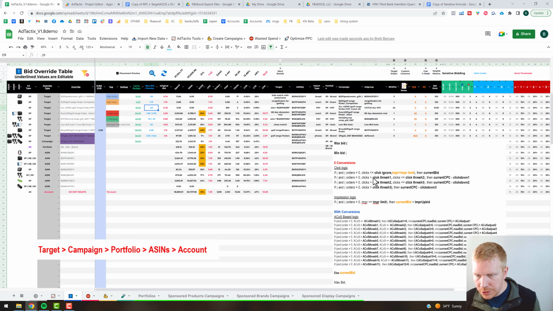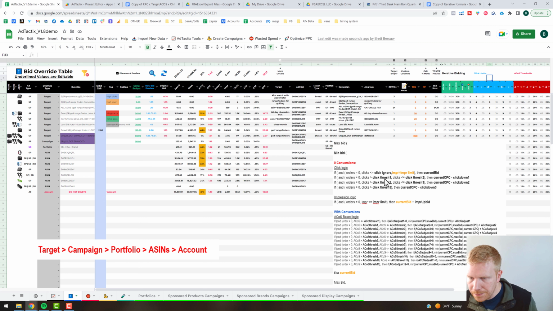If that condition's not met, then you've got these 3 click thresholds. The blue 1, 2, and 3 are your actual thresholds, which means 4 clicks, 6 clicks, 9 clicks. If you hover over here, it tells you that if the clicks are greater than this value without a conversion, then you take the current CPC and subtract the click down value, which is just the adjacent one here, and it must be a positive number. So the click down value is 5 cents.